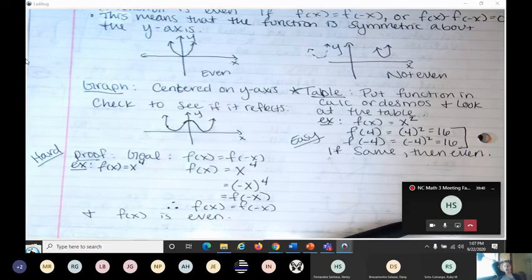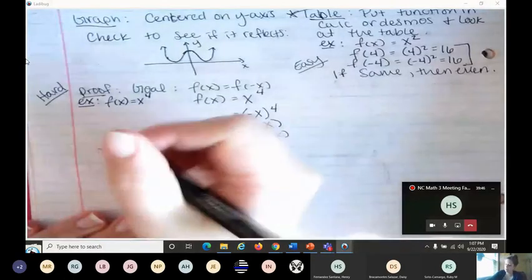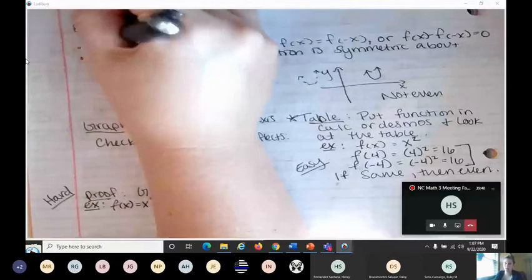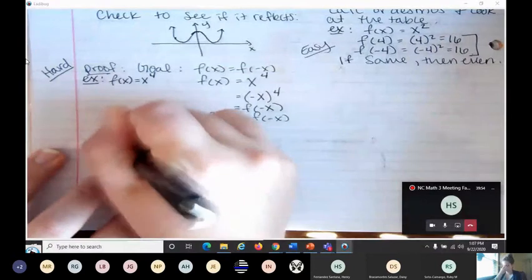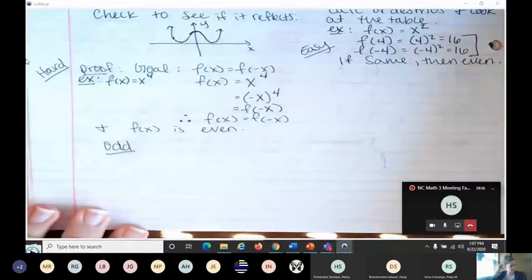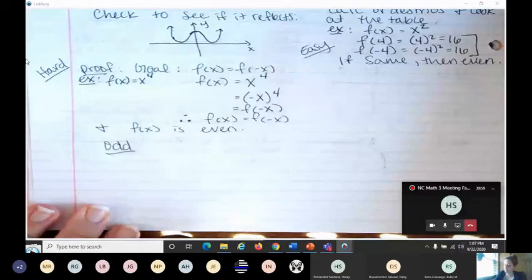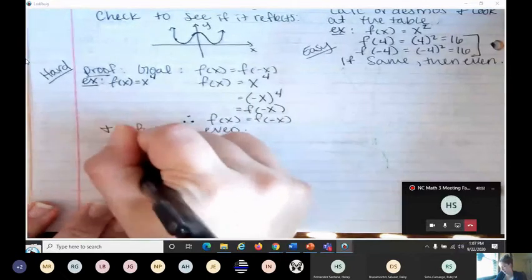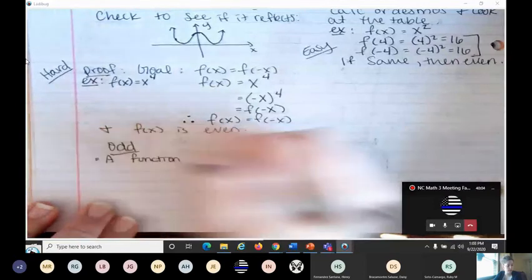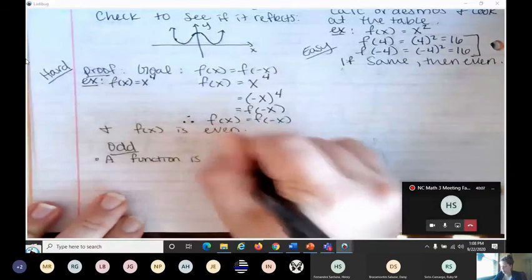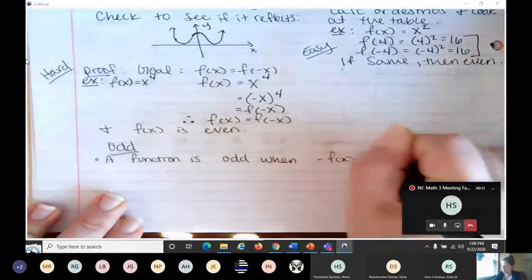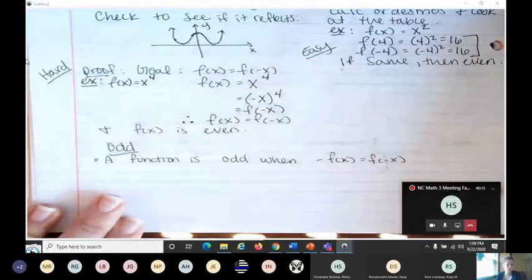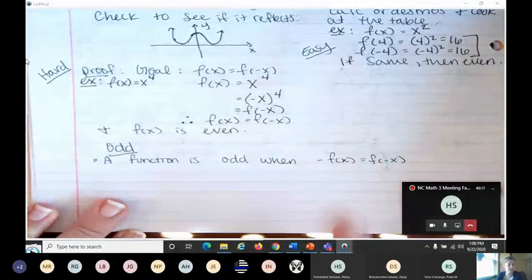Okay, we're going to go ahead and do odd. So this was even functions up here, and we're going to do odd functions. So a function is odd when negative f of x is equal to f of negative x. So kind of like the one from above, but we have a negative in there.